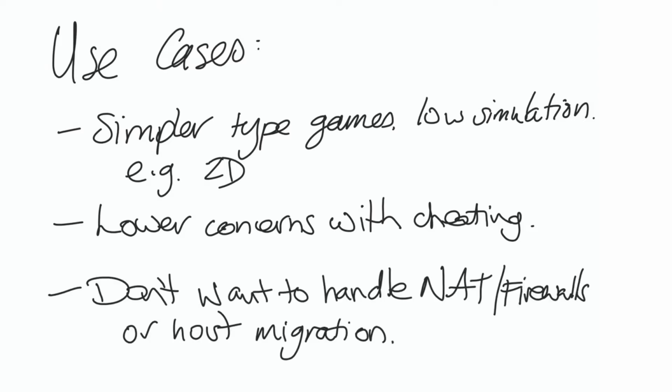And an environment in which you don't want to deal with, say, NAT or firewall traversal, which can be an issue with peer-to-peer, or host migration may be a complicated issue for you if, say, one particular instance of a peer-to-peer network has dropped out. So these are really great use cases for this. It's a great pattern, so I just want to make sure you're aware of it.